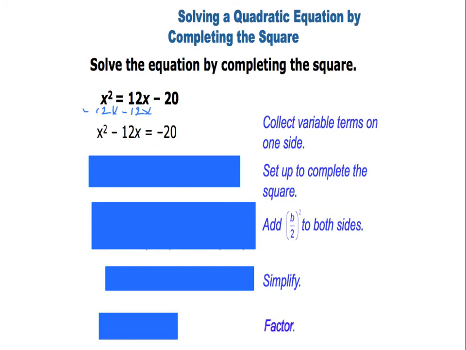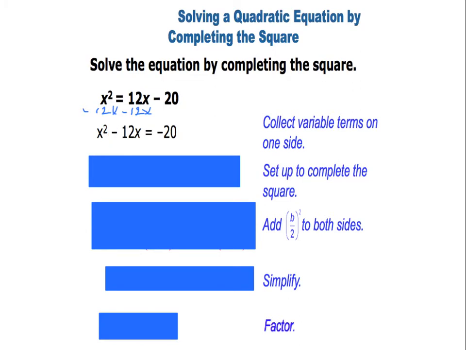Wait a second here. Step 2 says you need to divide by the a value. But remember, if your a value is already a 1, like this one is, you don't see anything in front of there, so your a value is a 1. But if your a value is anything other than a 1, you would have to divide everything on both sides by that a value. But since it is equal to 1, we can skip that step and go right on to step number 3. For step number 3, you are going to take half of negative 12.